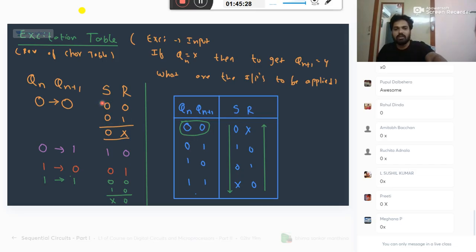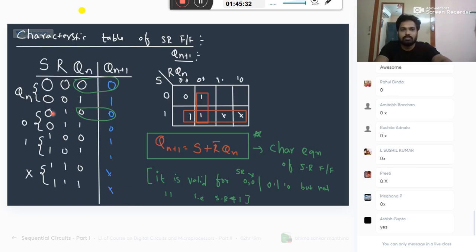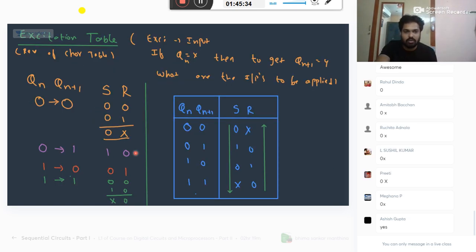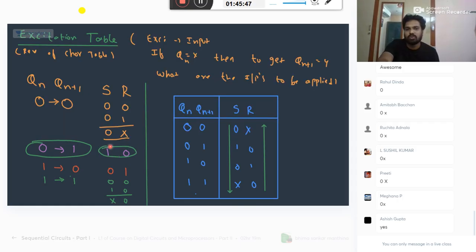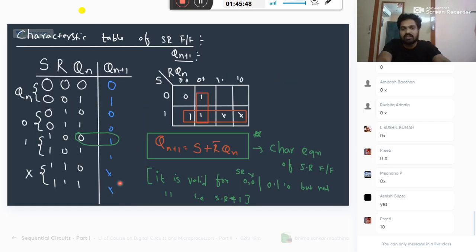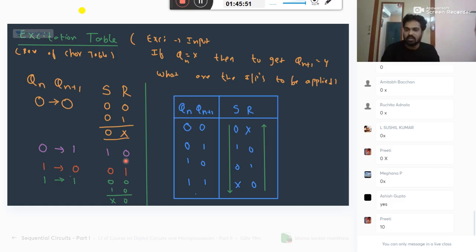Similarly, suppose you want 0, 1. Go back to the table, where you have 0, 1, 0, 1, 0, 1, 0, 1. Yes, here only, nowhere else. You should take the input as 1, 0. So like that, from the characteristic table also you can obtain the excitation table. Any method will give you the same thing.